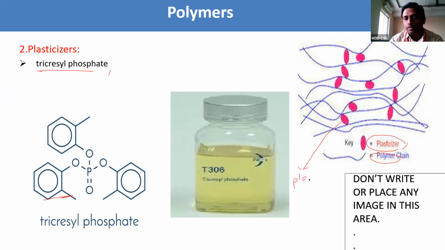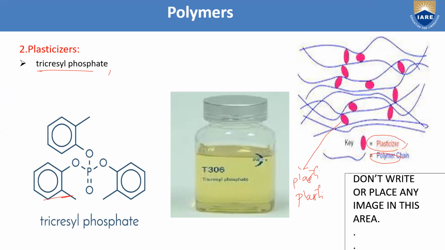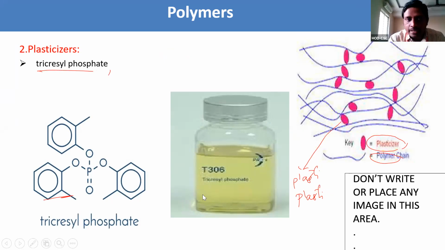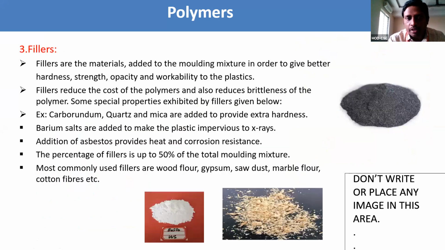It helps to increase the plasticity and flexibility of the plastics. Examples that act as plasticizers are vegetable oil, tricresyl phosphate, tributyl phosphate, triphenyl phosphate. These are the examples which act as plasticizers, increasing the flexibility and plasticity of the plastics. Next, fillers.